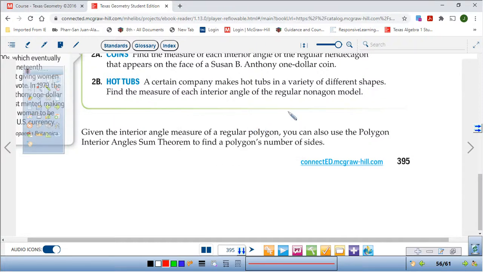Because we're talking about the polygon interior angle sum theorem, make sure you know the formula for that one. It's going to be n minus 2 times 180, which gives the interior sum. Now we're going to continue and work through some more features of it.